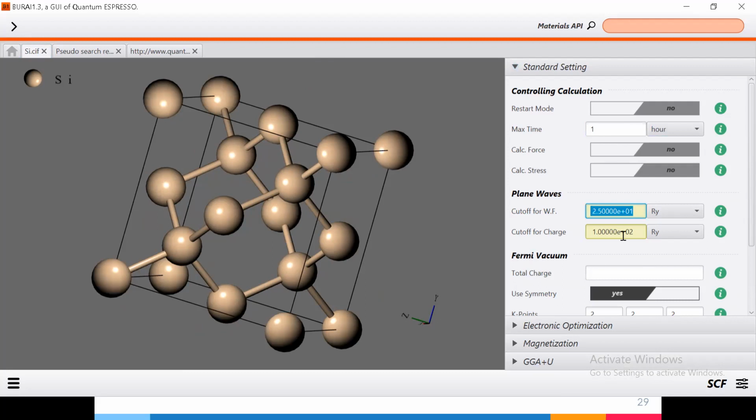Now, I told you that the cutoff for wave function was given as 43. So we can check that. We can just give 40 here and see what happens. Anyhow, this should be at least 4 times that. Normally 160 should be given here, the cutoff for the charge, okay? So if you put 40 here, this is 160.